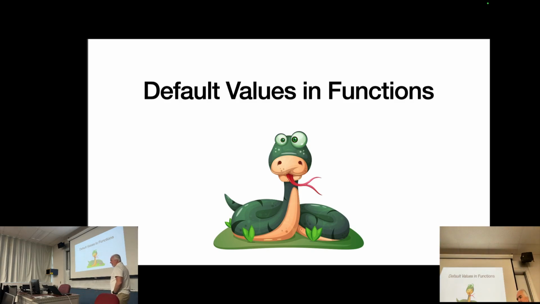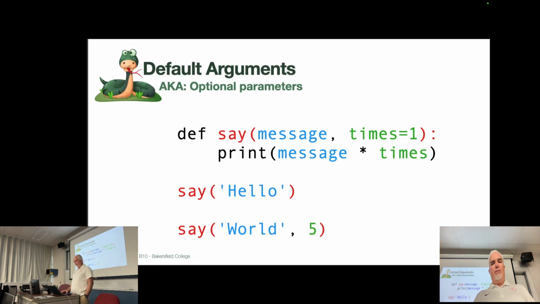So one more area that I want to talk about, and that is default values in functions. We call them default arguments or optional parameters. What it means is we don't have to give a value to that because what we've done is we've defined a default.